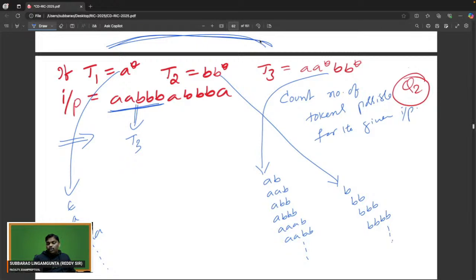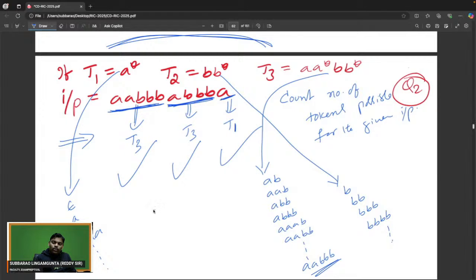Some people are asking, why don't you take T1? If I take T1, I will get a smaller match, only double A. If I take T3, I can get double A triple B. Longest one I want, so I take it. Next one, single A, triple B, again T3. Afterwards, only single A, T1. So the possible token stream is this one.